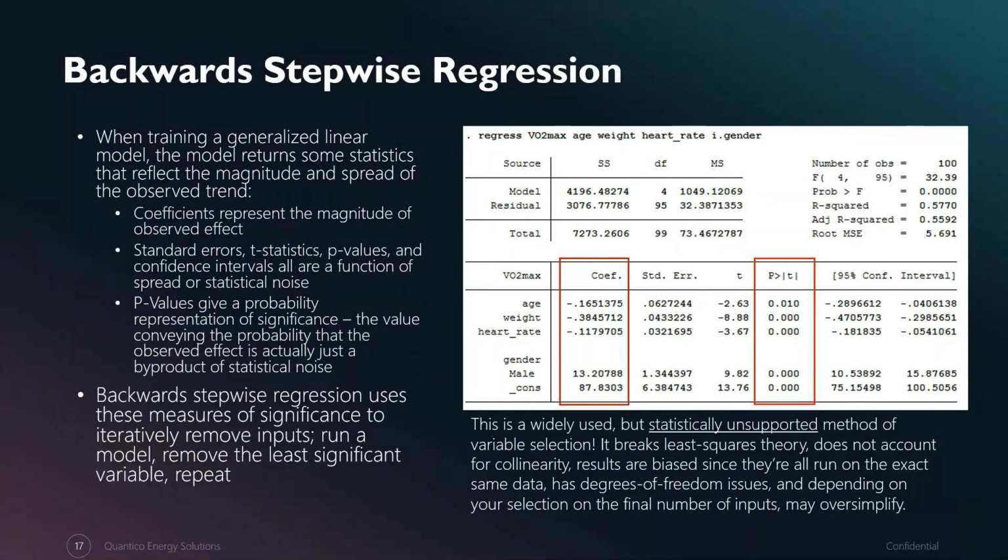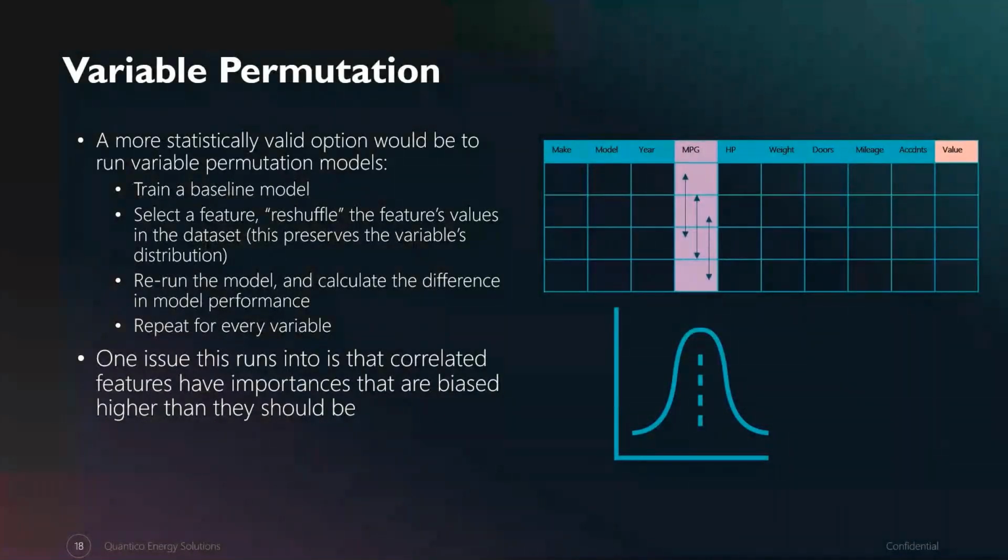There's also another variant called forward stepwise regression, where instead you start with one or two variables, and then you add each variable iteratively and see which one is best. And then you keep that one in the model and you continue. It's essentially the same thing, but in reverse. So a more statistically valid alternative that's been presented to me from statisticians would be to run variable permutation models. It's a way to help maintain some of your assumptions that you would normally keep statistically.